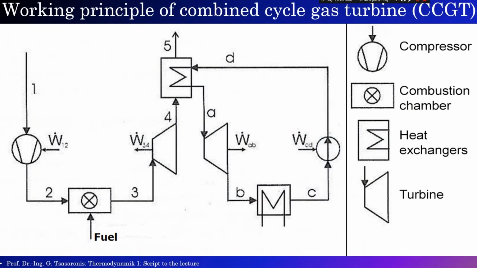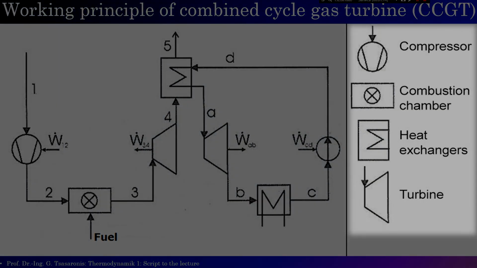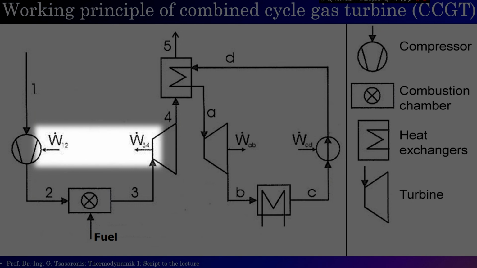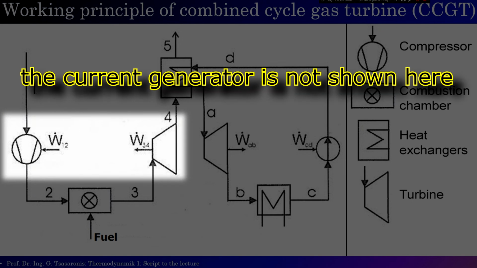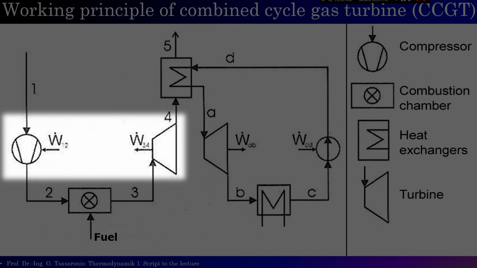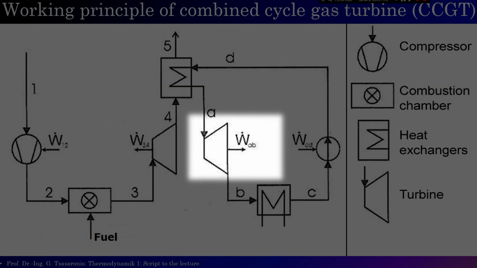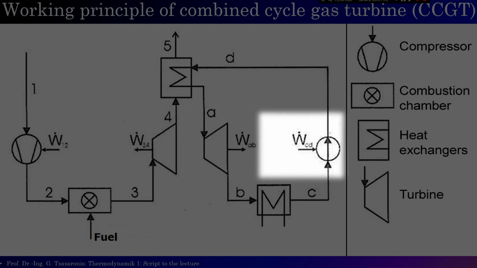On this diagram, you can see typical symbols of a compressor, combustion chamber, heat exchangers, and a turbine. The letter W means work. The compressor, gas turbine, and generator are on the same shaft, but the steam turbine is separately on another generator, and this symbol means a pump for water.